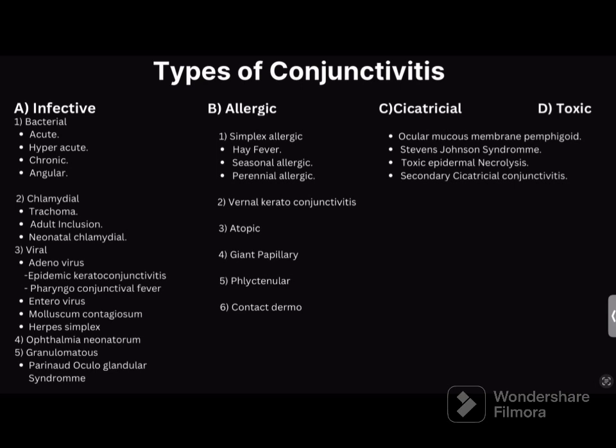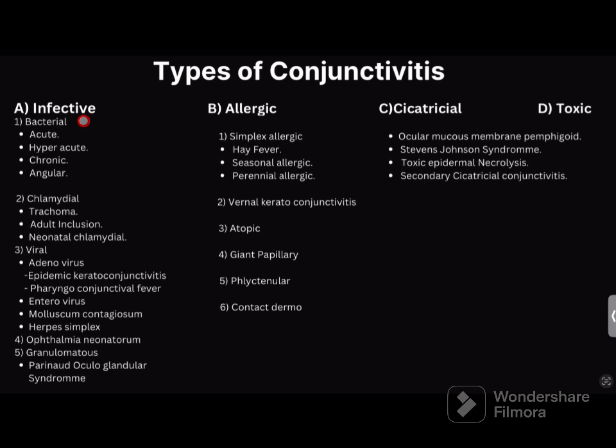So the first type will be your infective type of conjunctivitis. Then the second type is your allergic type of conjunctivitis. The third is your cicatricial type of conjunctivitis, and the fourth is your toxic type. Under the infective type, based on the causative agent, you will have different subdivisions of infective type.